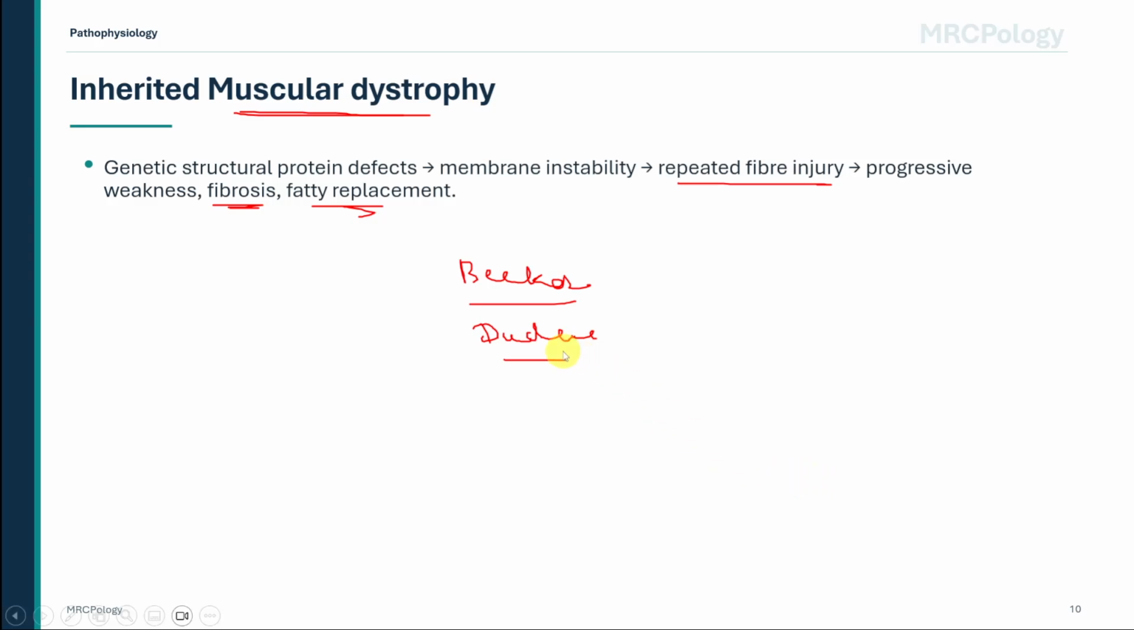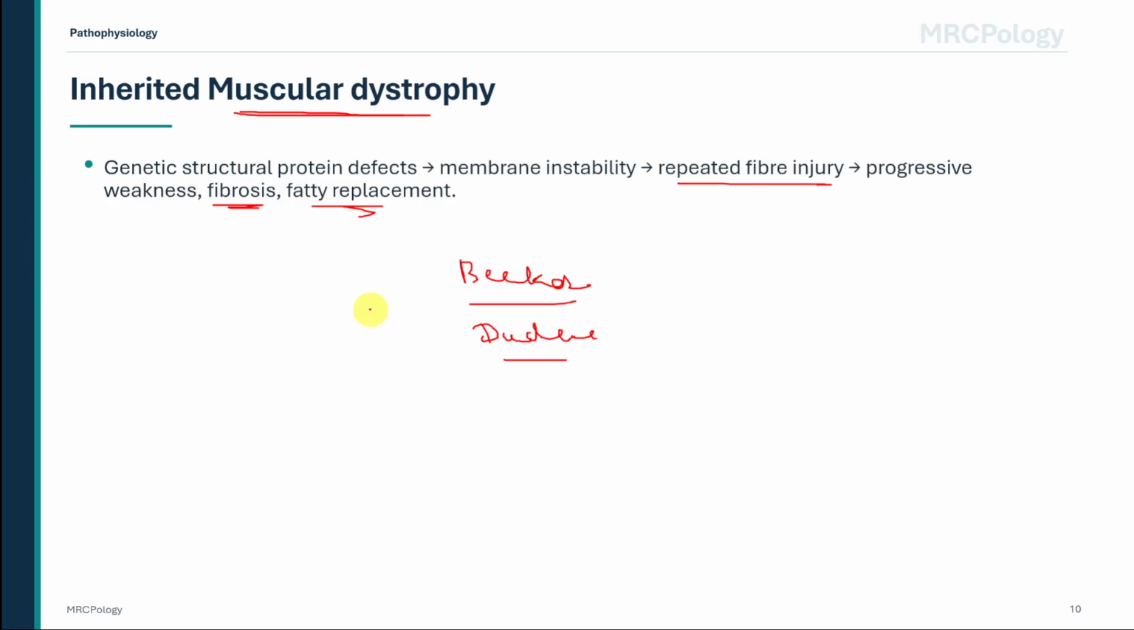PACES does not stop after identifying proximal weakness. Look for the pattern, severity, distribution, associated contractures, scapular winging, calf enlargement, facial weakness, cardiac clues, respiratory involvement, and family history. These features help distinguish one inherited disorder from another.